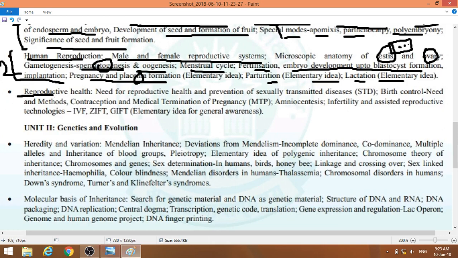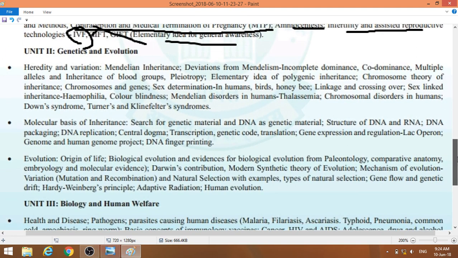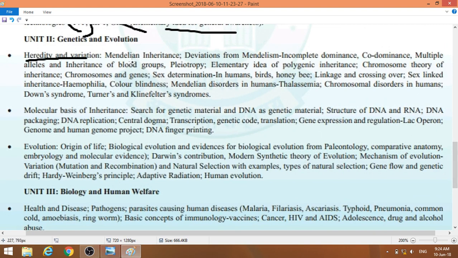Now this is general reproductive health: need for reproductive health and prevention of sexually transmitted diseases, birth control and methods. We had a question from here, that was Saheli, contraceptives and medical termination of pregnancy. There is a question from here, contraceptives, amniocentesis, infertility and assisted reproductive technology: IVF, ZIFT (zygote intrafallopian transfer), GIFT (gamete intrafallopian transfer), elementary area for general awareness.